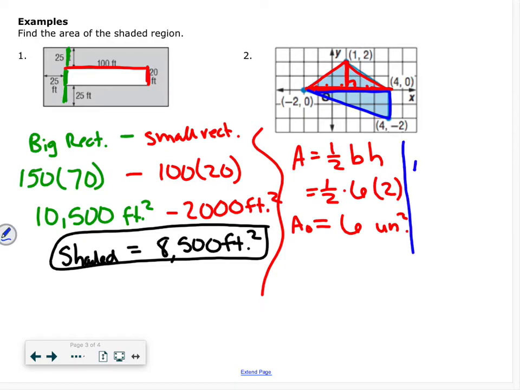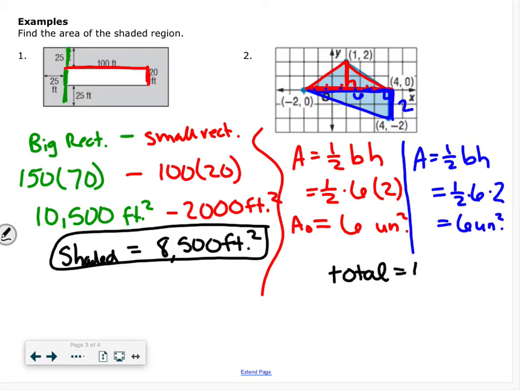And then the area of the blue triangle. Now this right here is a 90-degree angle. So we have 2 units this way, and 1, 2, 3, 4, 5, 6 going across. So 1/2, 6 times 2. Again, we have another 6 units squared for the other triangle. If we want to find the total area, you just add those together. 6 plus 6 would be 12 units squared. So if you're on the coordinate plane, try to divide the shape up into two or multiple shapes that you know.